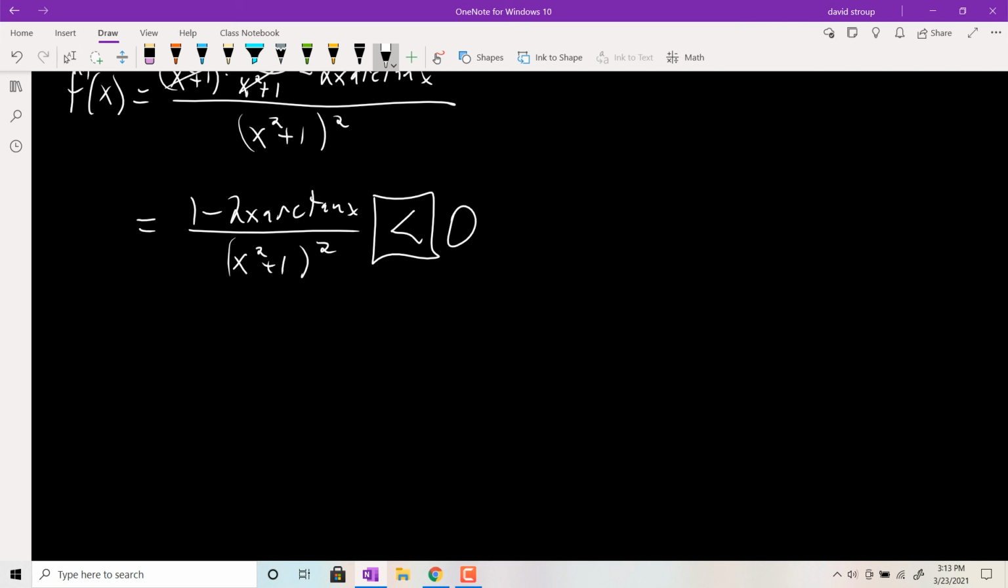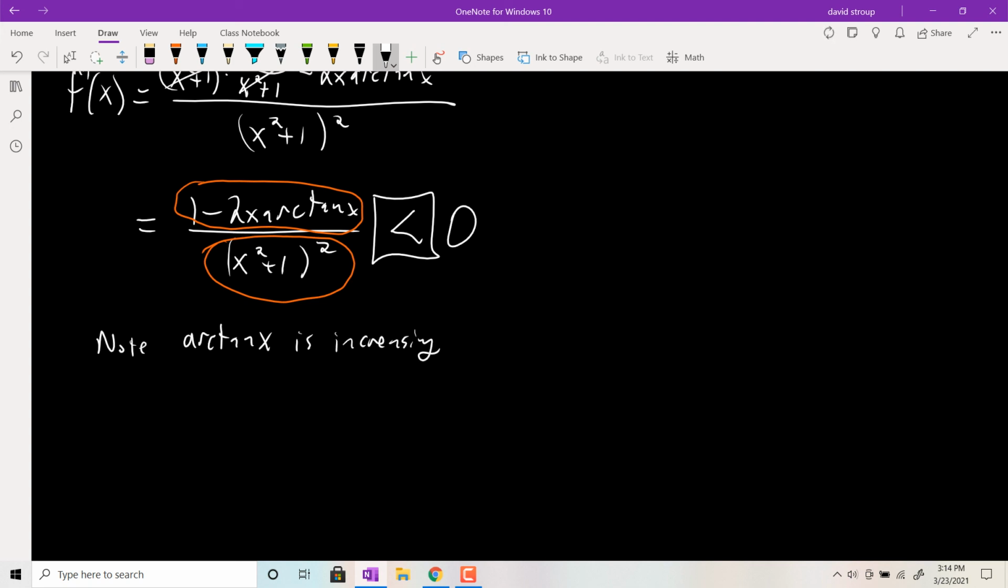But let's take a closer look at this problem. So the denominator is good to go. That's going to be positive no matter what. The numerator, we're hoping it's going to be negative. So you take a closer look at the pieces of the numerator, in particular, first the arctan. I note arctan itself is an increasing function, and that's because of its derivative. It's always positive.